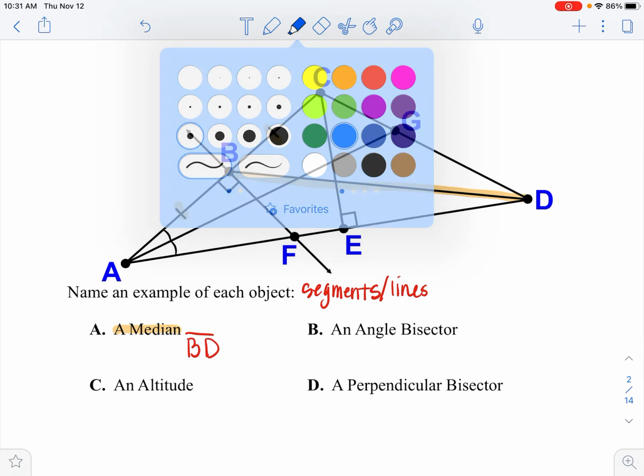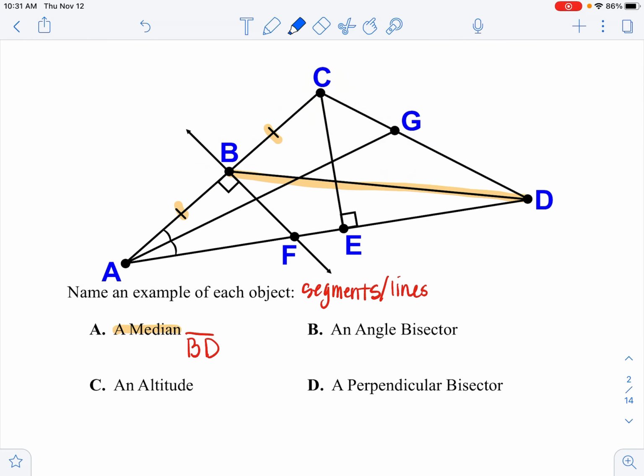Next, let's look for an angle bisector. An angle bisector gives you two congruent angles. So if you look, here's my two congruent angles. What's doing that? That's this piece right here, that segment, which is segment AG or GA.